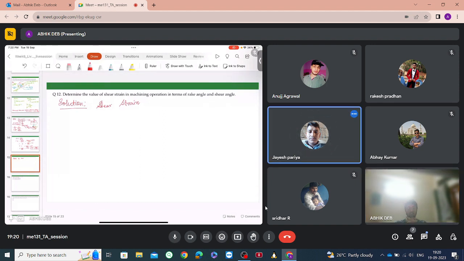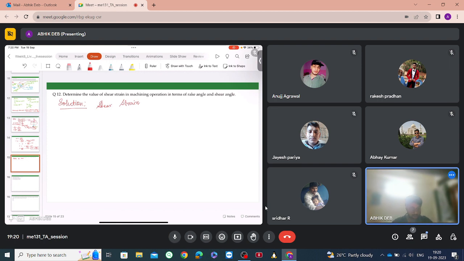Sir, the basic definition of strain is change in length upon original length. Yes, so that is the definition of basically linear strain. So what is the definition of shear strain? So shear strain is basically the change in the angle between two initially perpendicular lines.